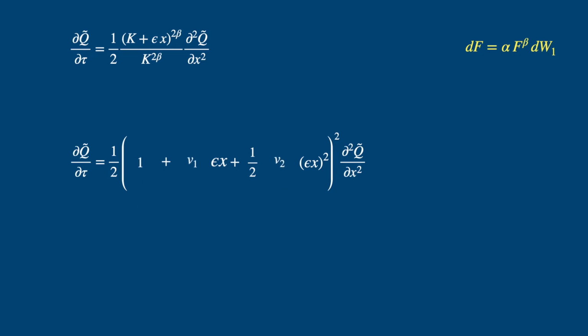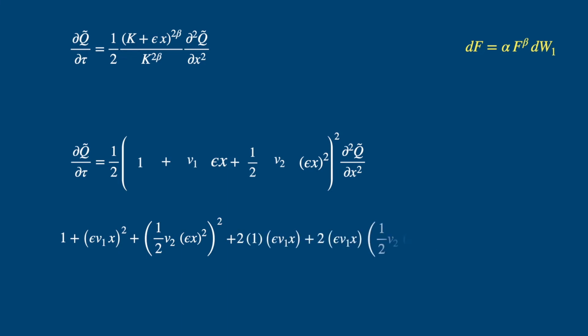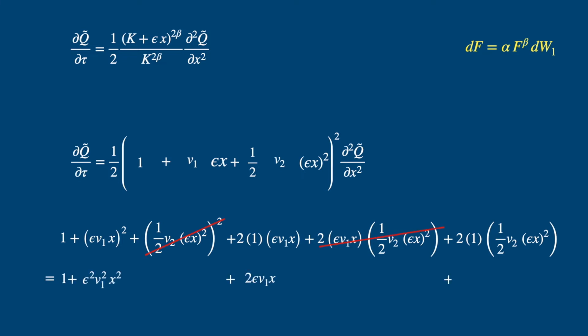Now this is a plus b plus c squared. We know it equals a squared plus b squared plus c squared plus 2 times the 3 sets of cross terms. We retain terms up to epsilon squared, so this 4th order term drops, and so does this 3rd order term. We can simplify the individual terms and then rearrange.